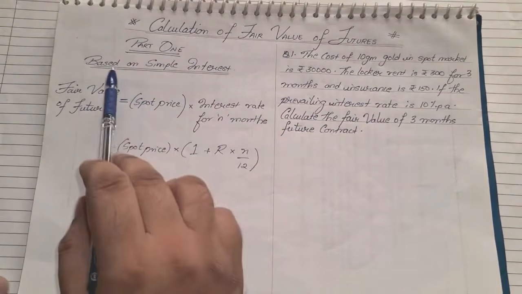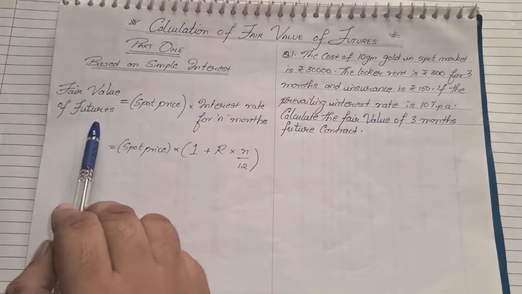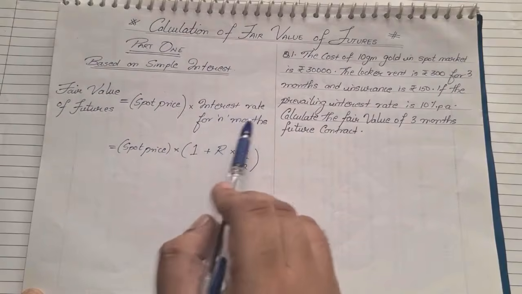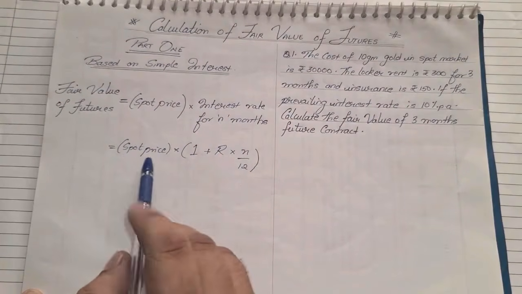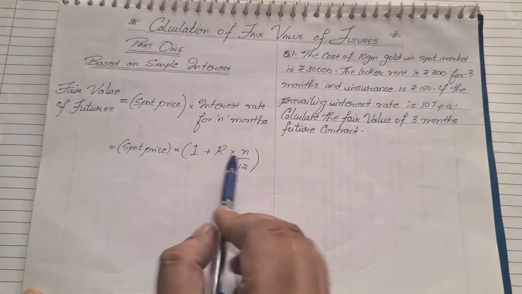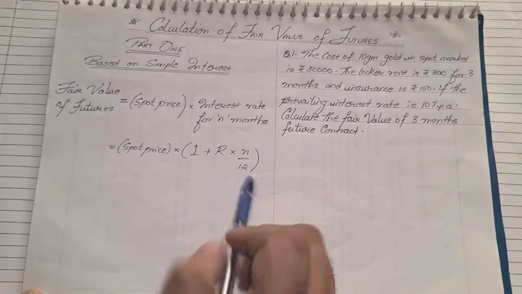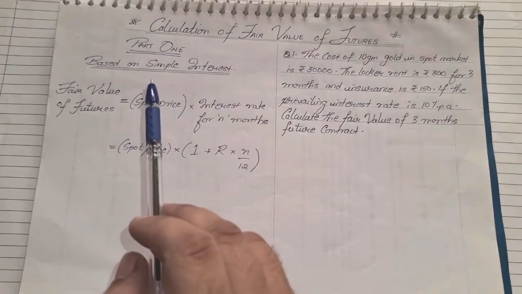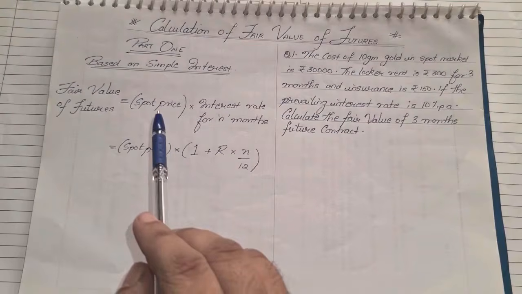Now there are 2 parts in calculating the fair value of future. Part 1 is based on simple interest. The formula is: fair value of future is equal to spot price into the interest rate for n months. To make it simpler, the formula is spot price into 1 plus r into n, that is the number of months, upon 12. So there are 2 methods. The first one is based on simple interest. We'll be solving 3 sums based on simple interest, so let us start with the very first one.